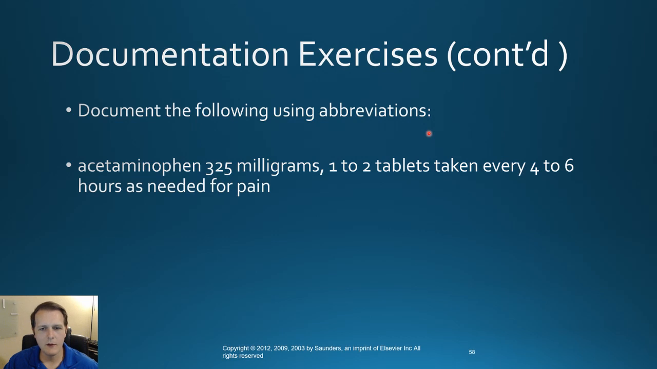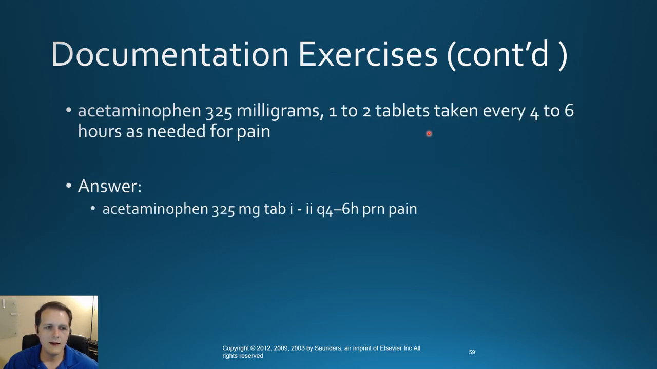Acetaminophen, 325 milligrams, 1 to 2 tablets taken every 4 to 6 hours as needed for pain. That would be abbreviated as acetaminophen, 325 milligrams tab, 1 to 2, Q 4 to 6 PRN pain, right? So that way they have a range, how many tabs they can take and then how frequently they can take it. Maybe every 4 hours, maybe every 6, depending on how their pain's doing.